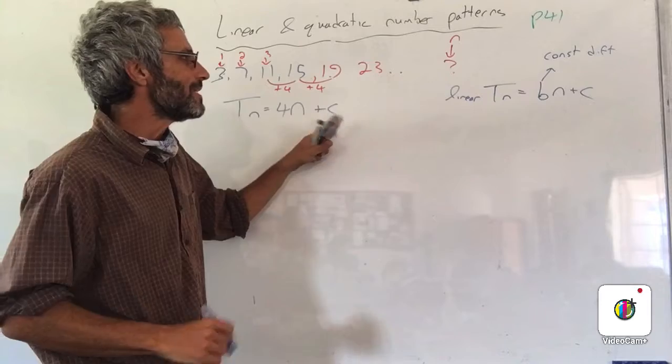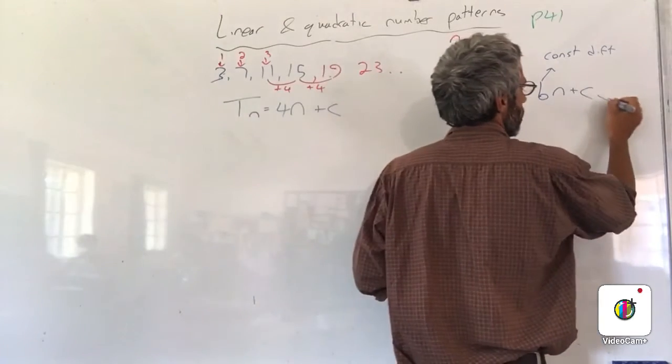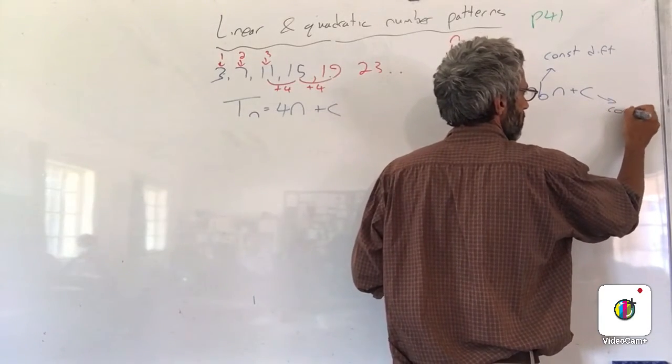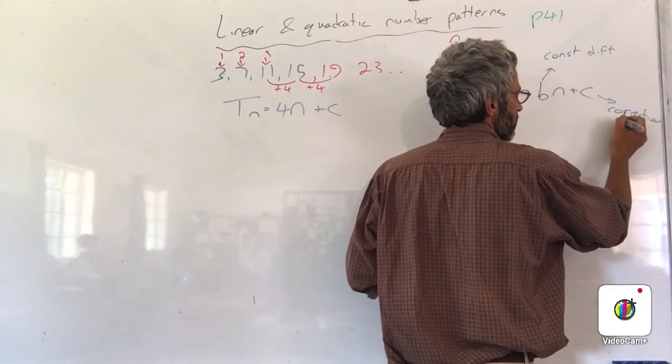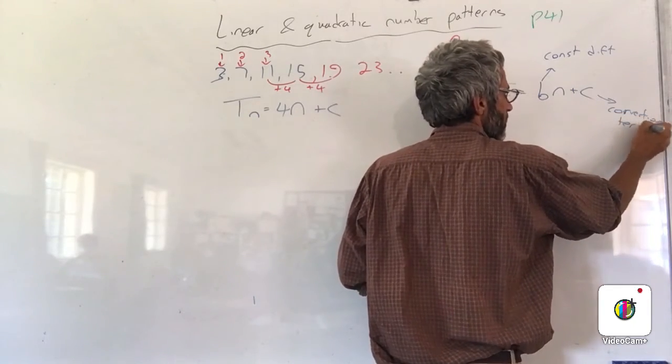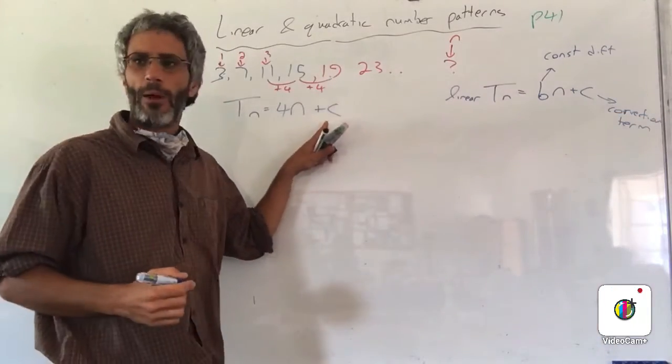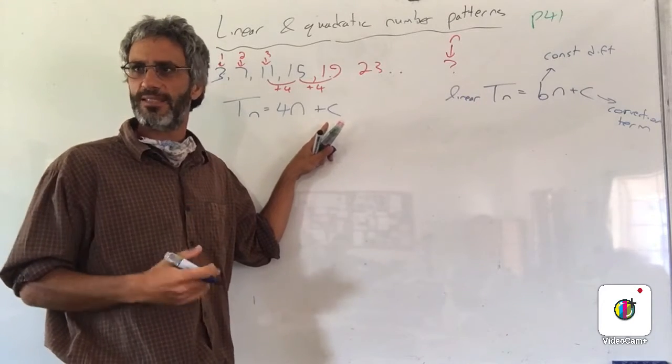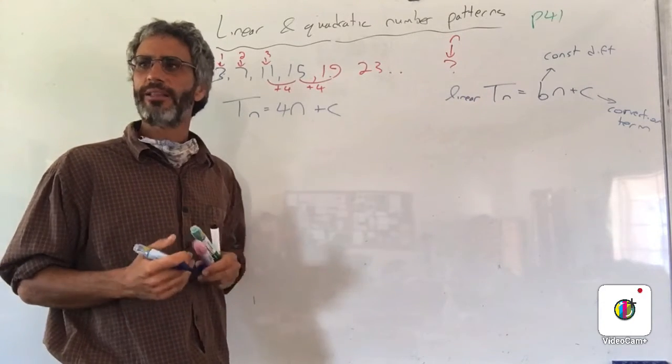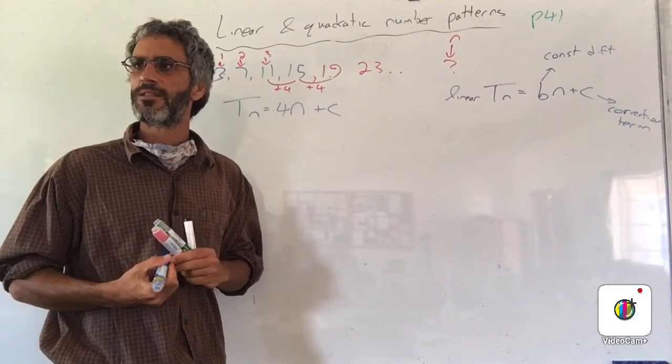And then c is what I call the correction. I call it correction term. Okay, that's just my kind of name, so you're not going to find it in the textbook. C is another parameter, another number that we need to find. How do we find c? What do we do to find c?